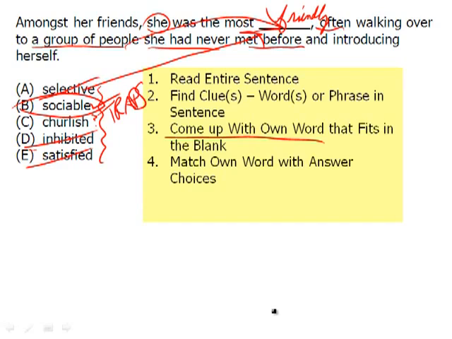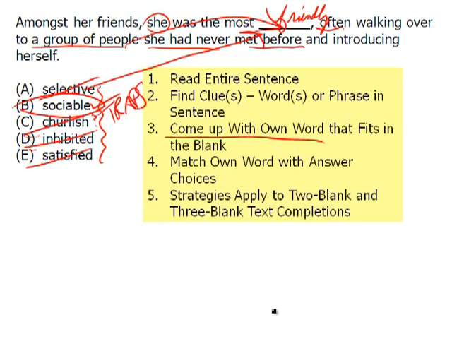Churlish, by the way, the difficult word here, isn't necessarily the answer because we've already found an answer. Churlish means rude and ill-mannered. Doesn't work here, but we've followed these basic steps. Again, read the entire sentence, find the clue. Those are these key words or phrases that tell you what the blank is about. Then you come up with your own word and you match that word with the answer choices. So those are the important basic steps for you to follow. And these strategies apply to two blank and three blank text completions as well. So this is important stuff to know.